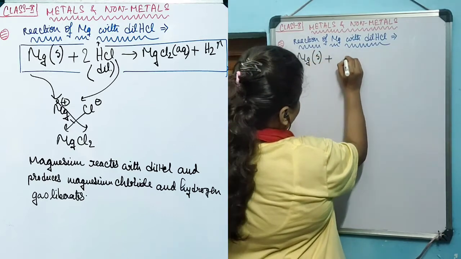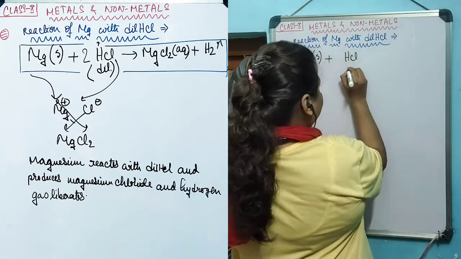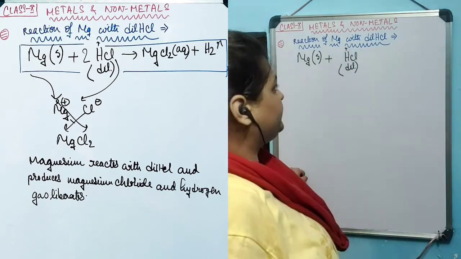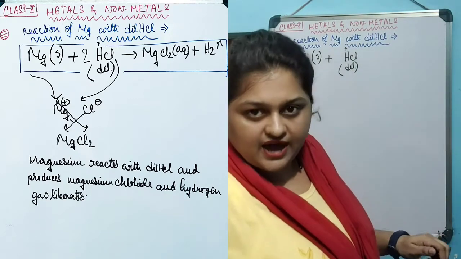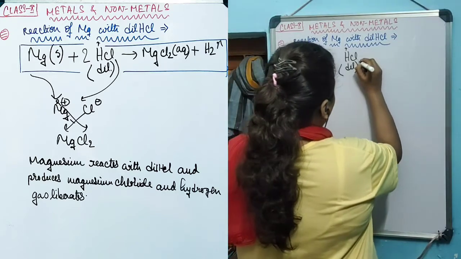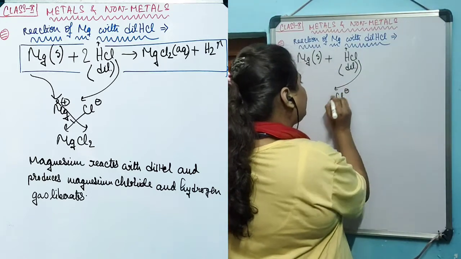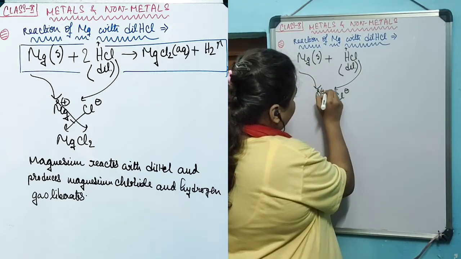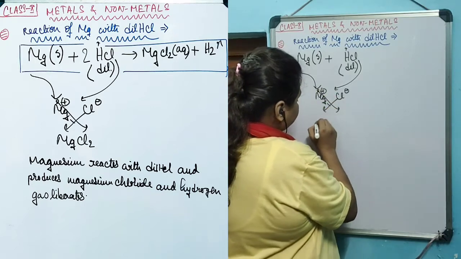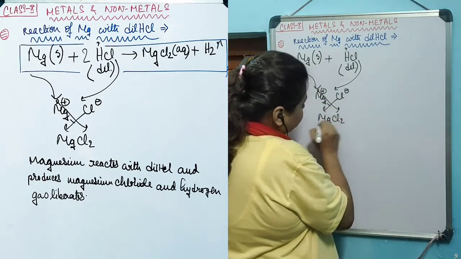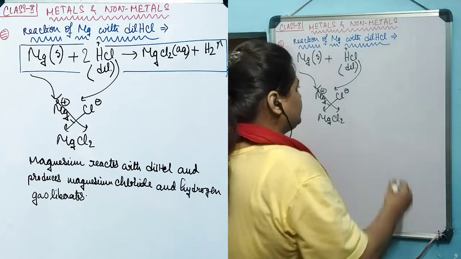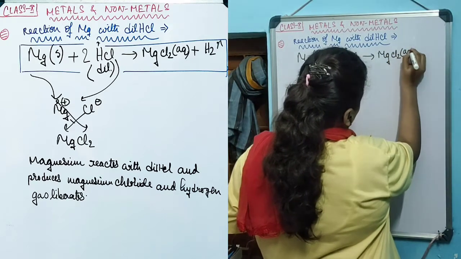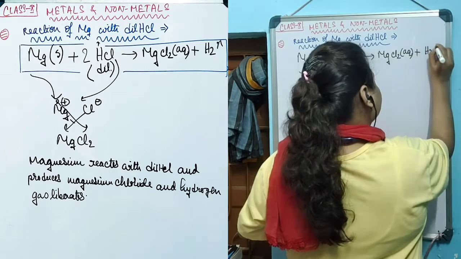in solid form reacts with dilute HCl, the hydrogen part of the hydrochloric acid produces the hydrogen, and the chloride part, Cl minus, reacts with the ions of magnesium, that is Mg2 plus, magnesium cation, by interchanging. The salt that will be produced is magnesium chloride, MgCl2. MgCl2 in aqueous medium is produced and hydrogen gas liberates.